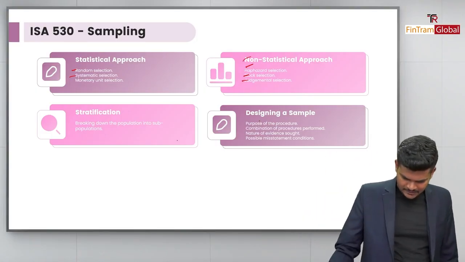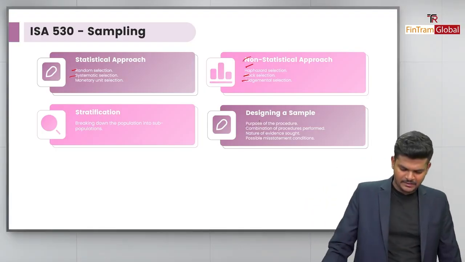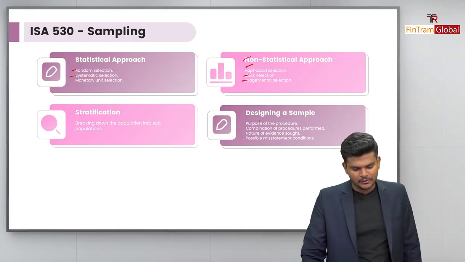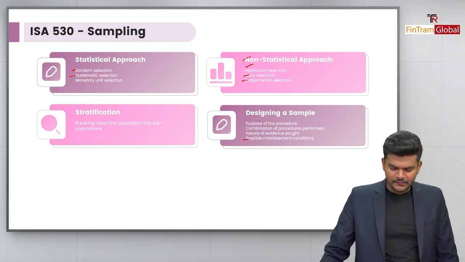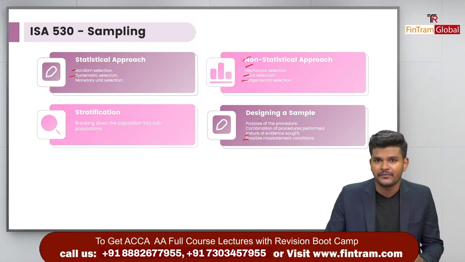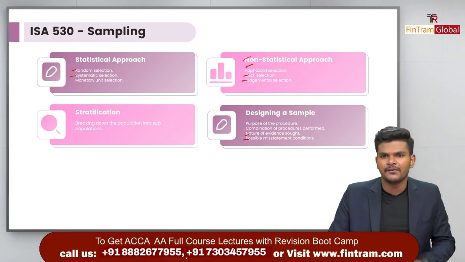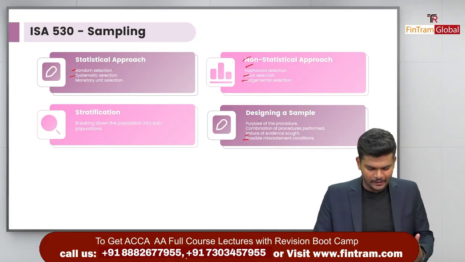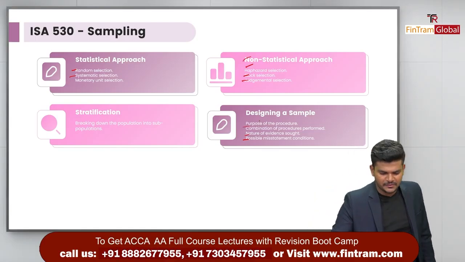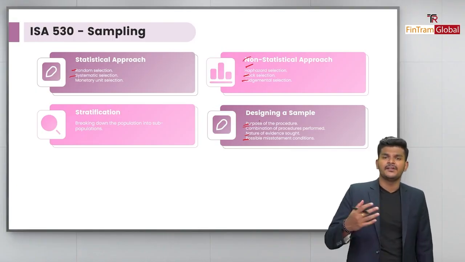And what else? Designing a sample is basically when we determine the sample size itself, right? We look into the chances that a possible misstatement can happen, nature of the evidence that we're trying to obtain, like do we need a huge amount of evidence, or just a low level of evidence as compared to a high risk client, right? So that's basically the idea. And then the combination of procedures performed and the purpose of procedures performed as well. All of these things need to be considered before determining the sample size.